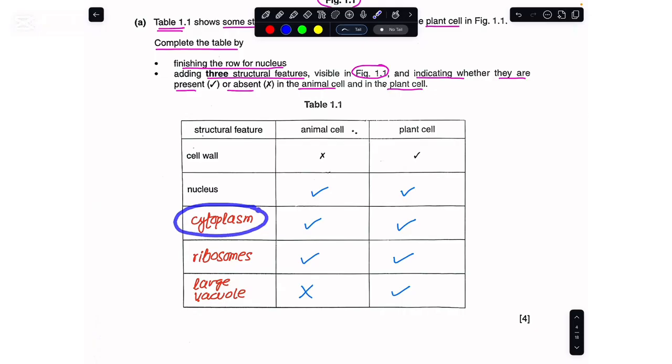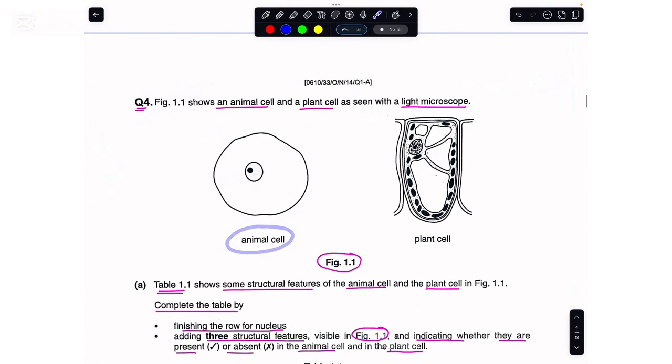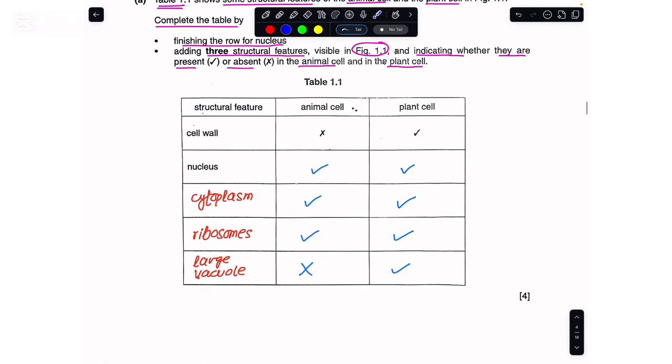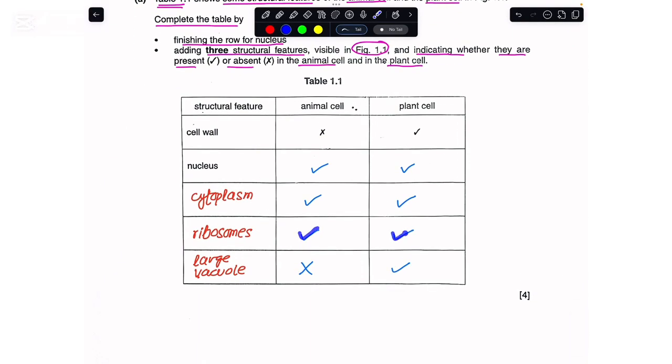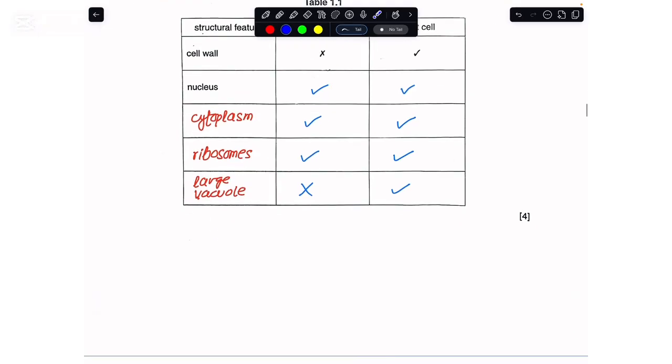So I have included cytoplasm, and this is available both in the animal and the plant cell. The other feature that I have taken from the diagram of the plant cell is the ribosomes. As you see, in the animal cell we don't see any ribosomes, but in the plant cell we see them. So we would put a tick in both the cells' sections because the ribosomes are there both in the animal and the plant cell. And if I talk about the large vacuole, I would put a cross for the animal cell, but I would put a tick for the plant cell. Now, if you were to write about the chloroplast, it's your choice. Instead of writing this, you can also write the chloroplast here.